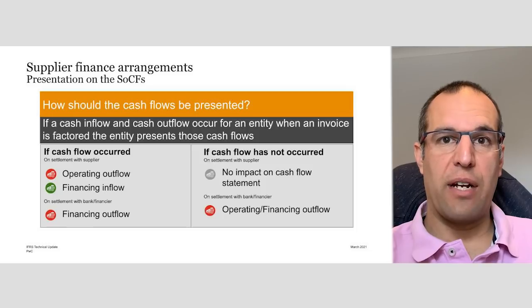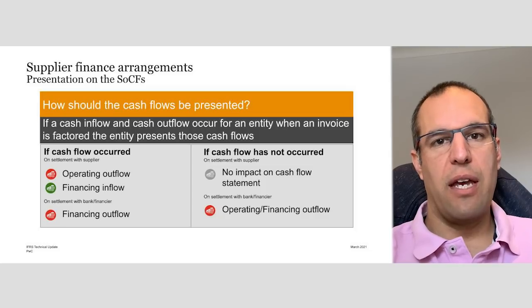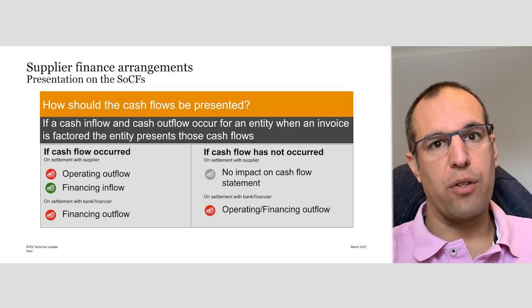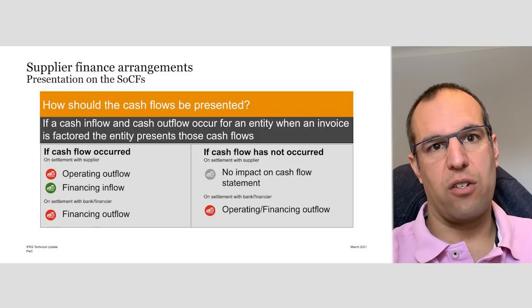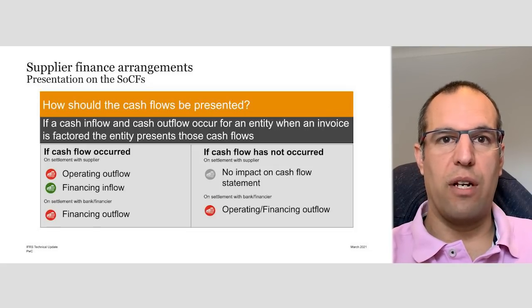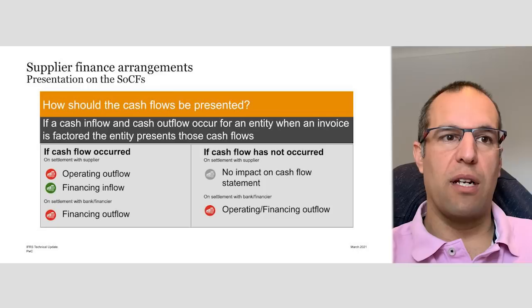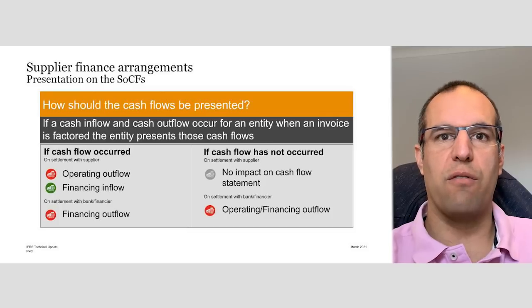Now, if a cash inflow and outflow occur for an entity when an invoice is factored as part of a reverse factoring arrangement, the entity will present those cash flows in its statements of cash flows. However, if no cash inflow and outflow occurs for an entity in a financing transaction, the entity discloses the transaction elsewhere in the financial statements in a way that provides all the relevant information about the financing activity. And I think here it's important to realize that even if someone has concluded that the transaction is a transaction that doesn't give rise to cash flows and is not recorded in the cash flow statements, you may still be required to provide the disclosure related to non-cash transactions in IAS 7.